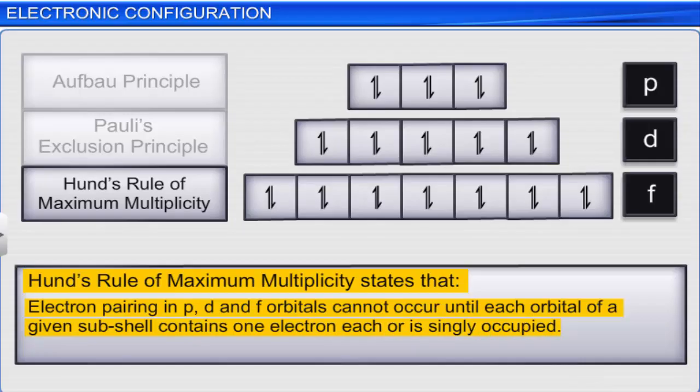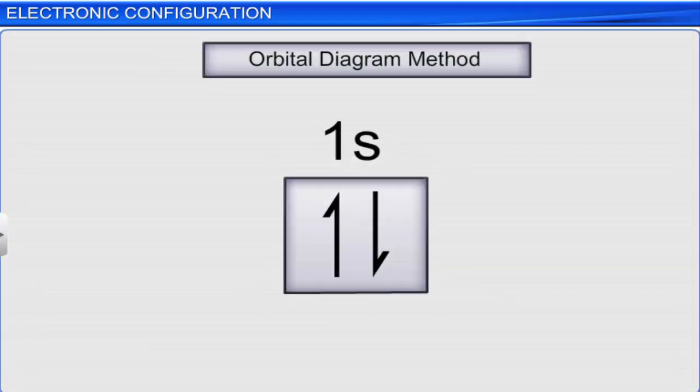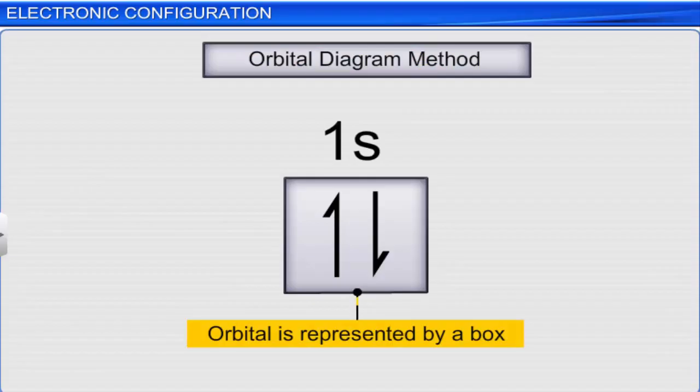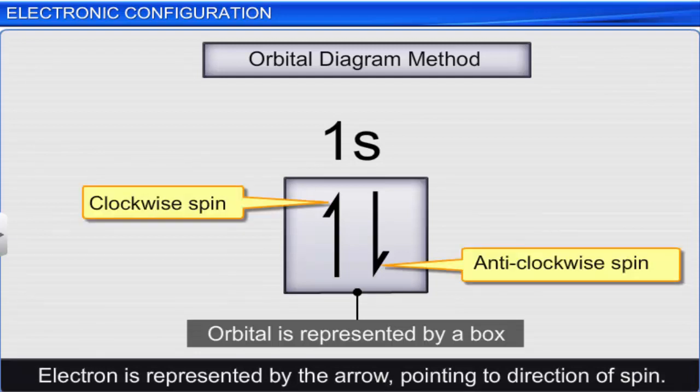We can represent the electronic configuration in 2 ways. One way is to represent it by the orbital diagram method. In this method, the orbital is represented by a box and an electron is represented by an arrow in it. If the spin of the electron is in a clockwise direction, then the head of the arrow points upwards. If the spin is in an anti-clockwise direction, then the head of the arrow points downwards. A clockwise spin is called the positive spin, and anti-clockwise spin is called the negative spin.